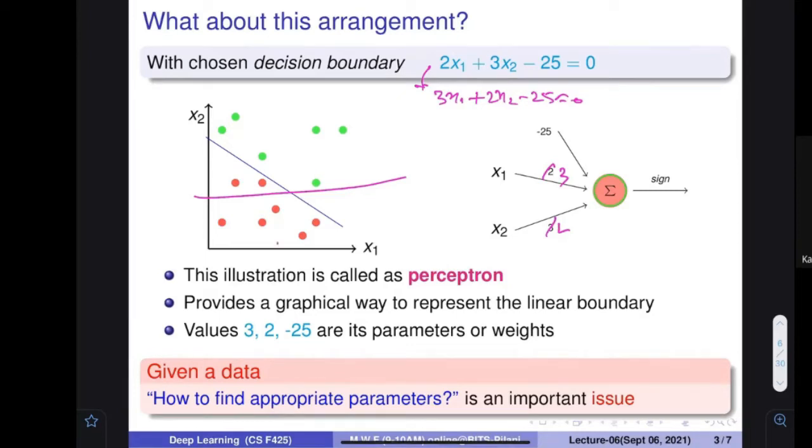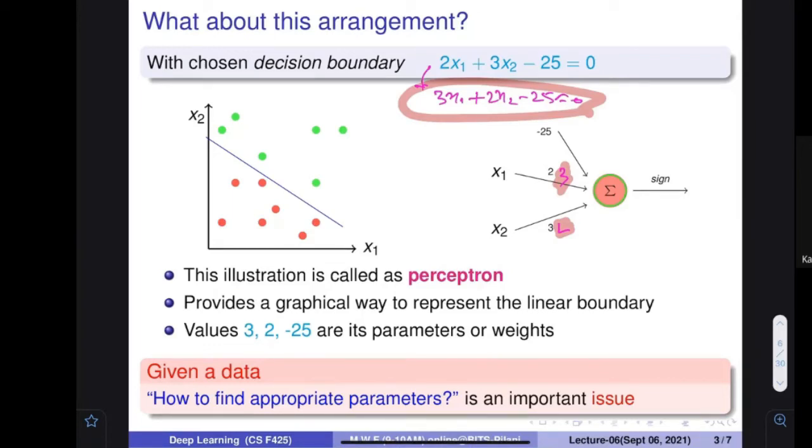So x1 is 25 by 3, some value, and similarly you can find out what x2 is when x1 is equal to 0. It is 25 by 2. So you can see that this is a line. That line is wrong. Okay. So these values are very important, and they actually play a very significant role in finding out what this equation is. Okay.